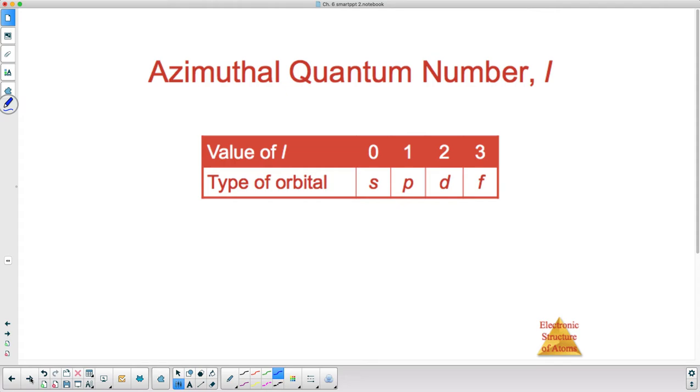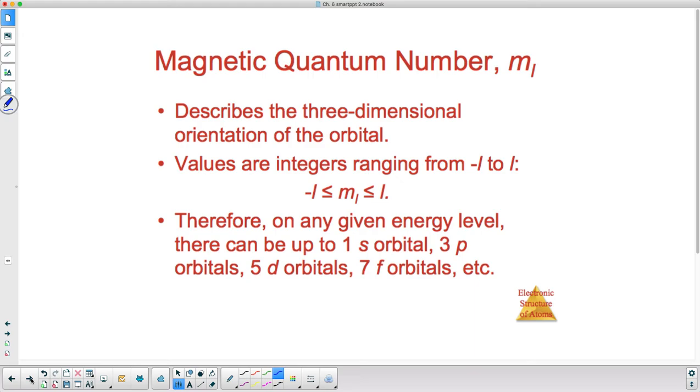So the value of L, or the azimuthal quantum number, correlates to this. If it's a 0, it's an S. If it's a 1, it's a P, a 2, D, and a 3, an F. And that's all we need for azimuthal quantum numbers. Now the magnetic quantum numbers are a little bit different. They describe the three-dimensional orientation of the orbital.